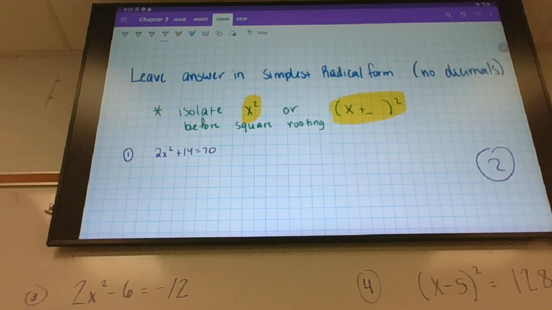So an important part of these directions is that your answer should be in simplest radical form. No decimals.